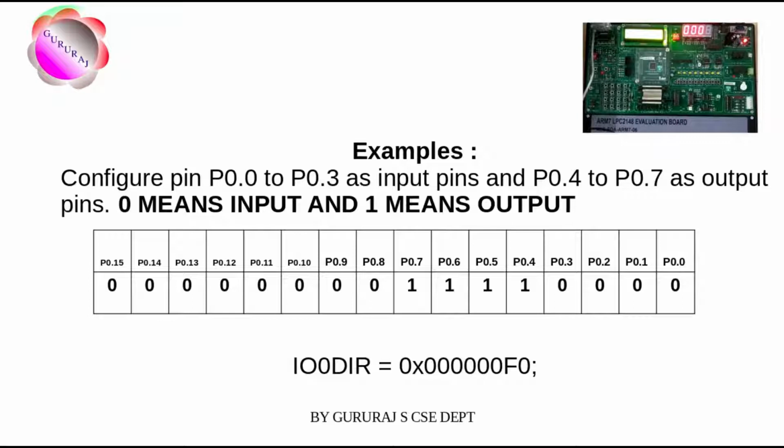So let us see one example where I am configuring pin 0 to pin 3 as input pins and pin 4 to pin 7 as output pins. Here I am taking the example of port 0. 0 means input, 1 means output. So for 0 to 3 I will put 0 because they are inputs, and for 4 to 7 I will put 1 because they are outputs. So what we get is IO0DIR as 0x000000F0. Let's move ahead with one more example.